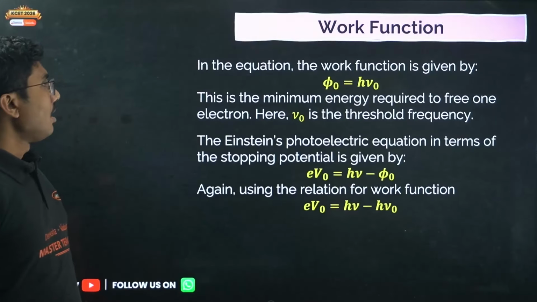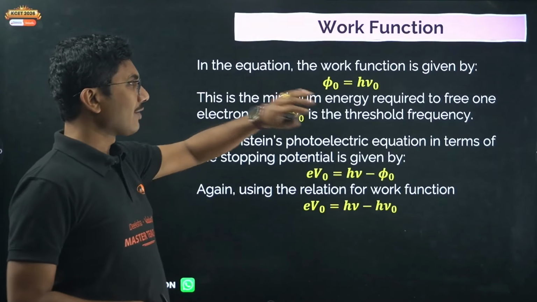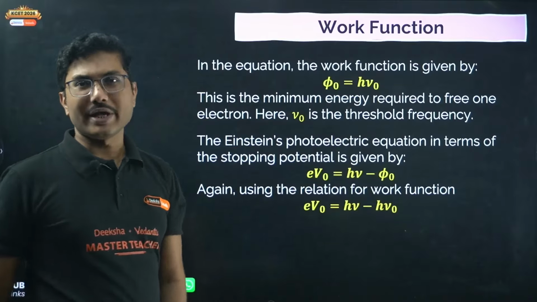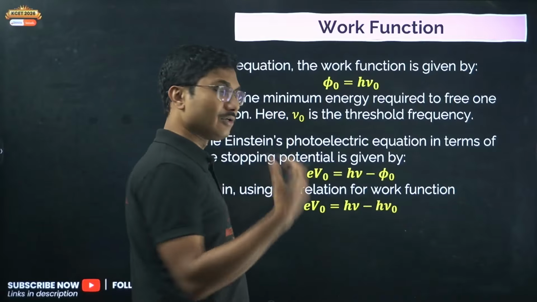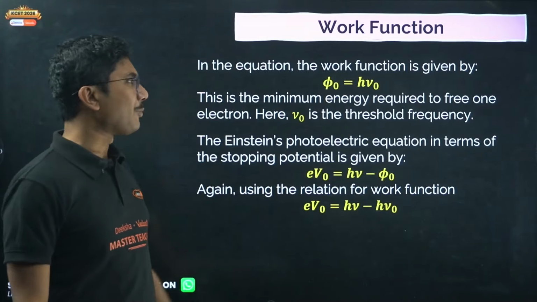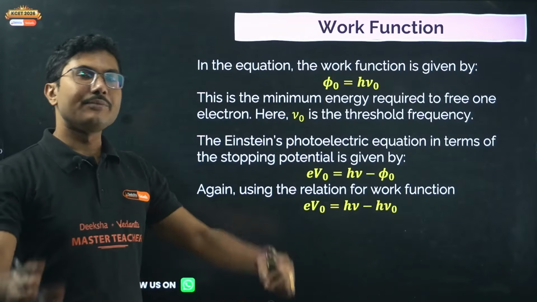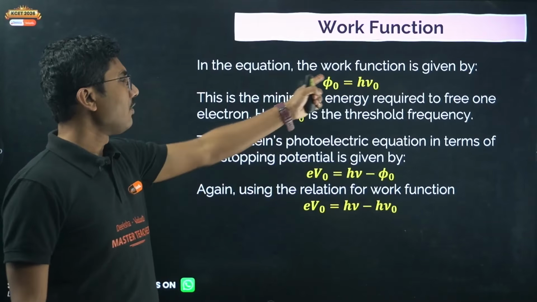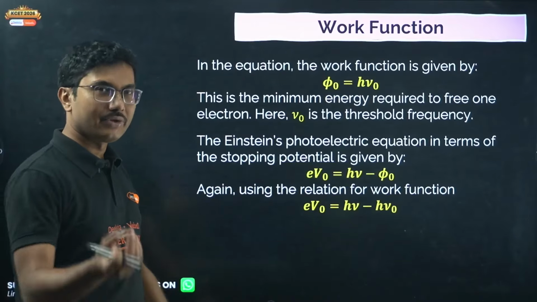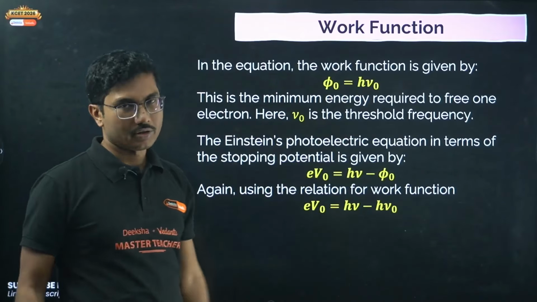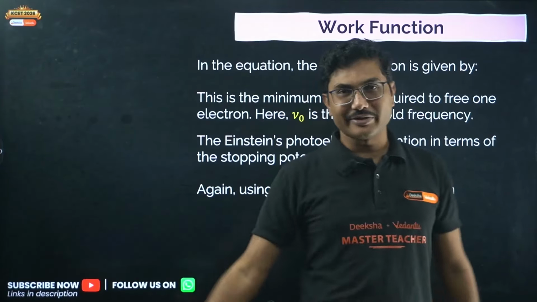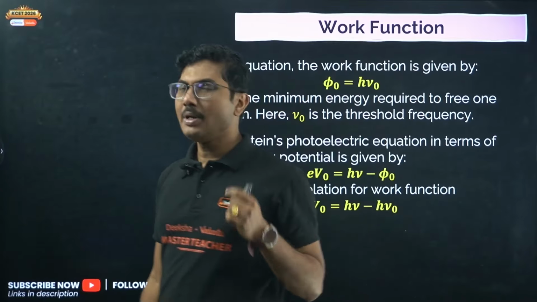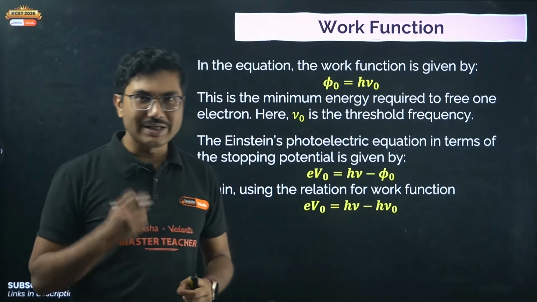Now in the equation the work function is given by phi naught equals h nu naught. If the value of phi naught as a whole is given, it is a very simple problem, but in some cases they will give you the threshold frequency. So in terms of threshold frequency, the minimum energy required to release the electron is given by h nu naught. Now you understand why there is a threshold frequency. This minimum threshold frequency is required to release the electron.